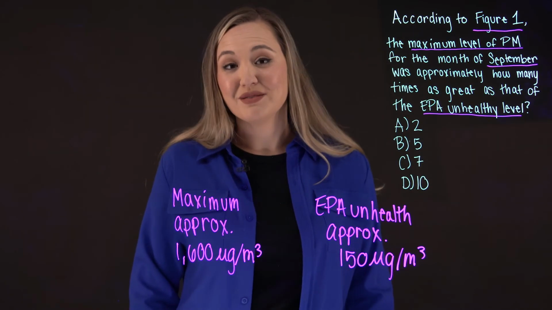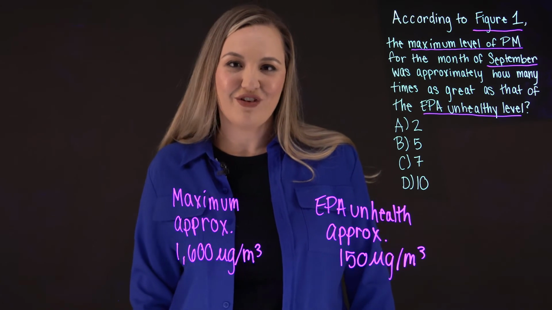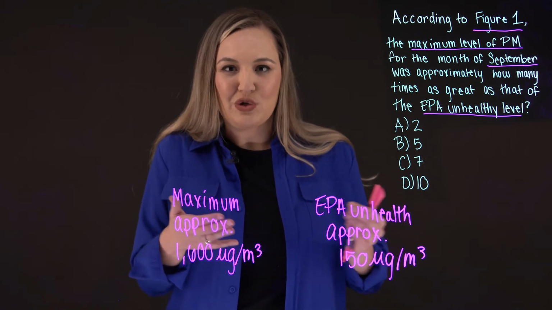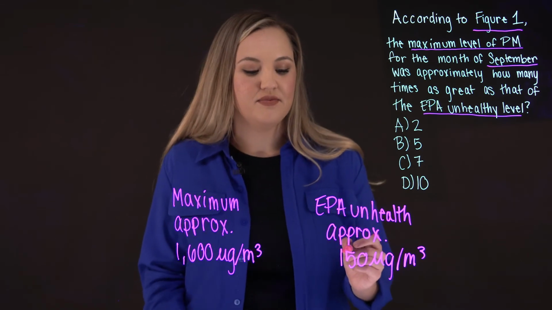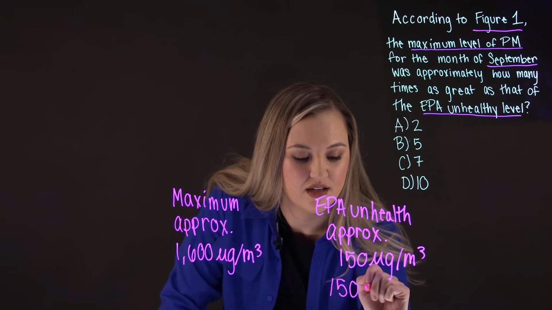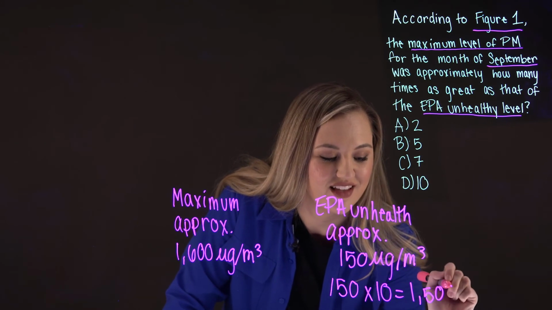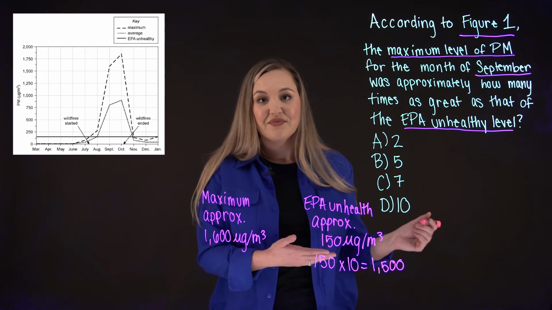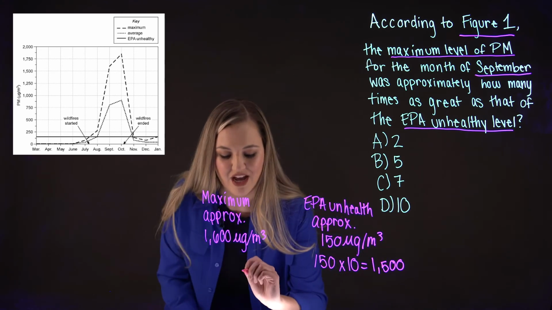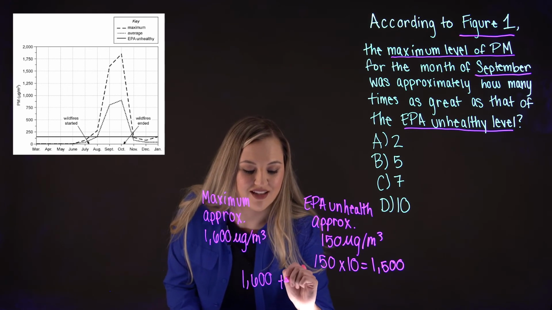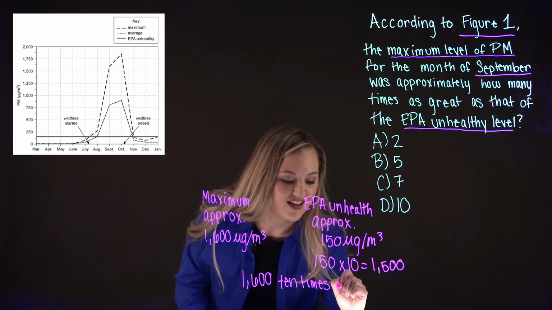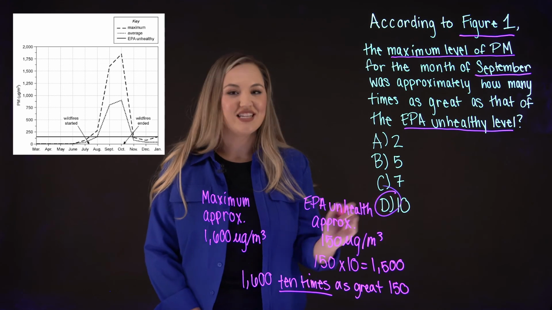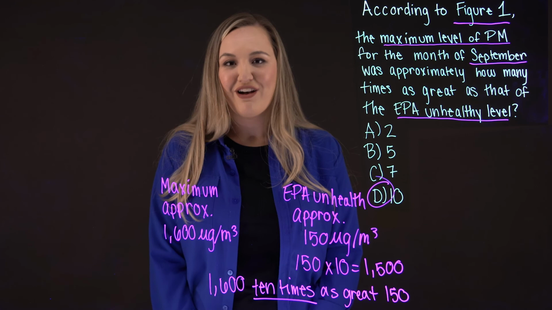The question asks us to compare the maximum level of PM in the month of September to the EPA unhealthy level of PM. And we've got those values. Now, 1600 and 150, those aren't very easy numbers to work with together. But if we do a little thinking through this, 150 times 10 is 1500. Since the question asks us to approximate, we can assume that because 150 times 10 equals 1500, and we've approximated the values from the graph, that 1600 is approximately 10 times as great as 150. And that's our answer, 10 times. So without doing any major calculations, we've found the correct answer.